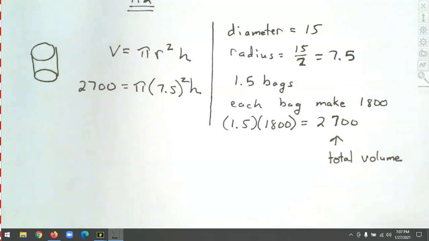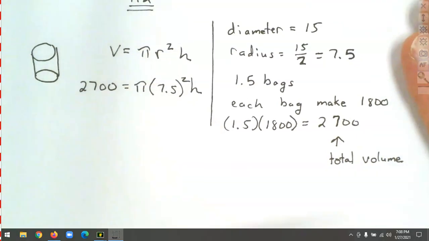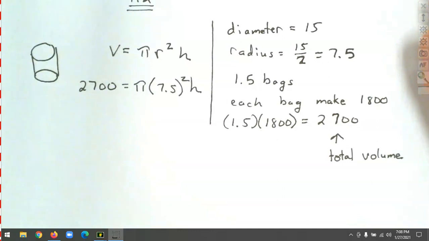I think I can leave this for you to work out, though, right? Use your pi key in your calculator. Take that 7.5 and square it. And then you'll take your 2,700, divide by everything else, and you'll get your value for h.